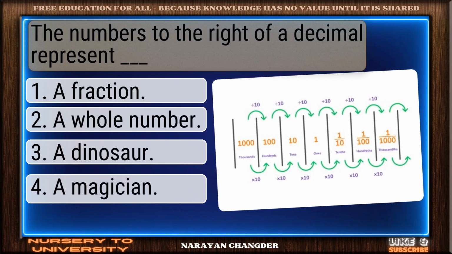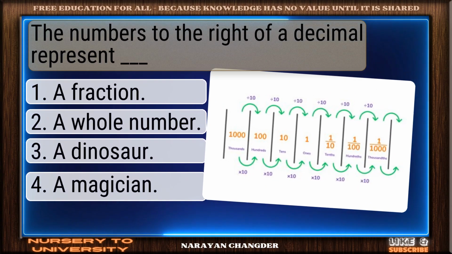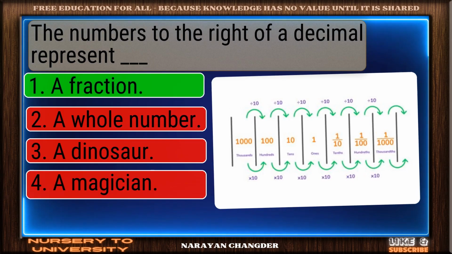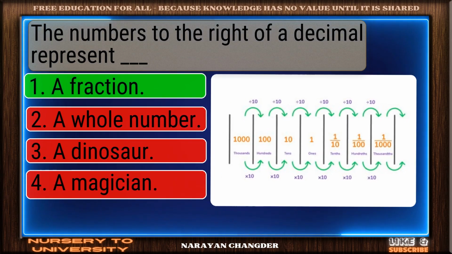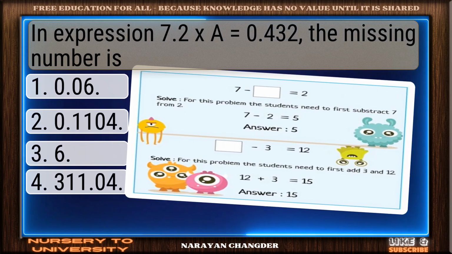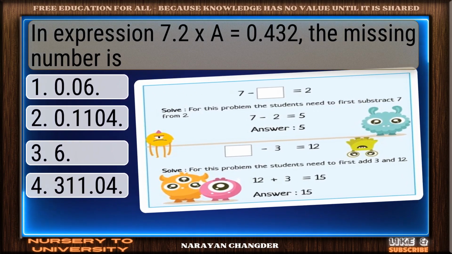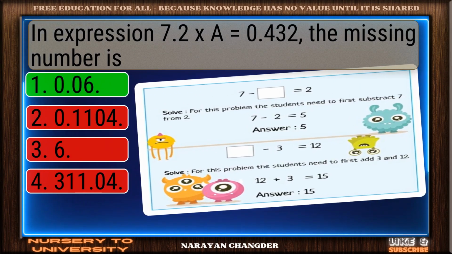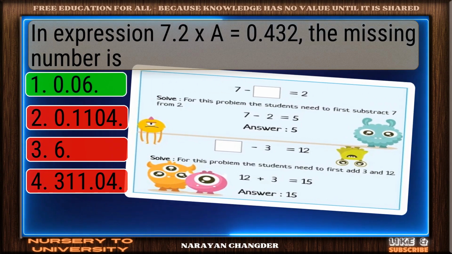Question number 35. The numbers to the right of a decimal represent dash. Smart pick. A fraction is the correct choice. Question number 36. In the expression 7.2 times blank equals 0.432, the missing number is? Smart move. 0.06 is an accurate answer.